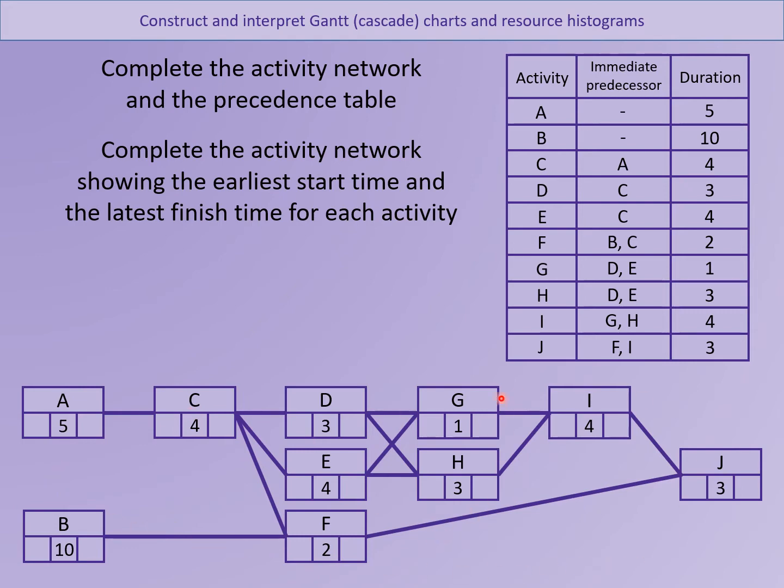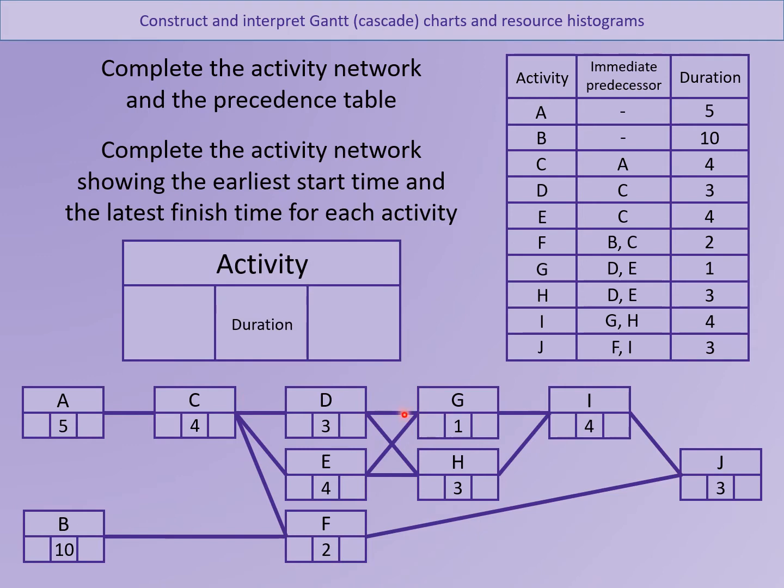What I'd like to do now is have you see if you can complete the activity network by putting in both the earliest possible start times and the latest possible finish times. Okay, so just pause there and see if you can fill that in. See if you remember how to do the first pass.